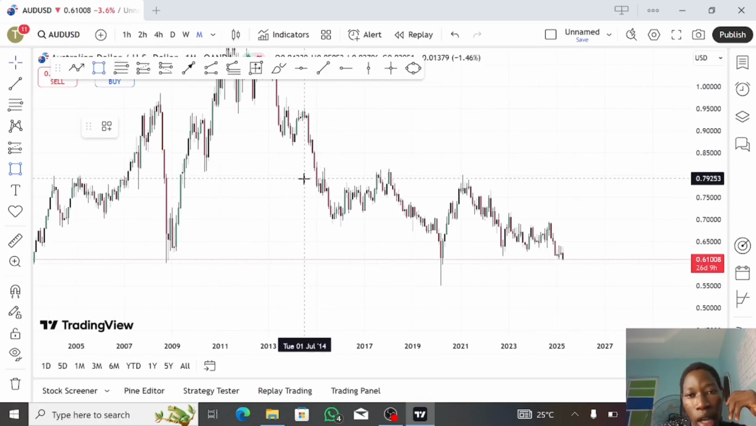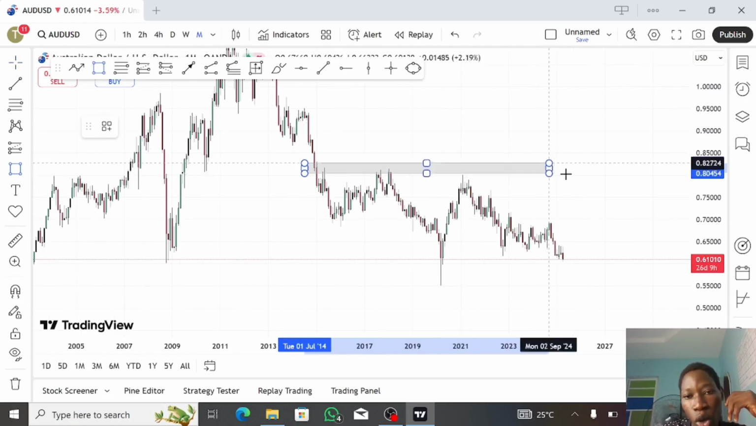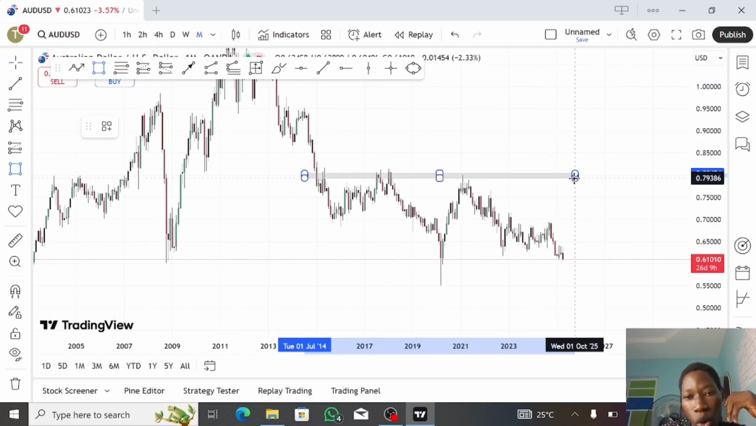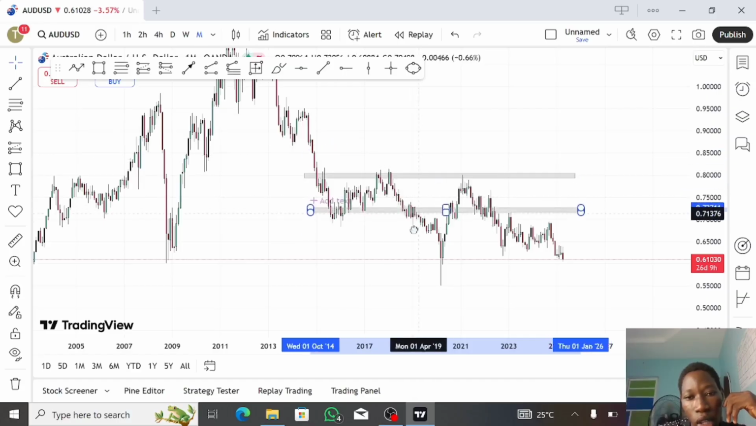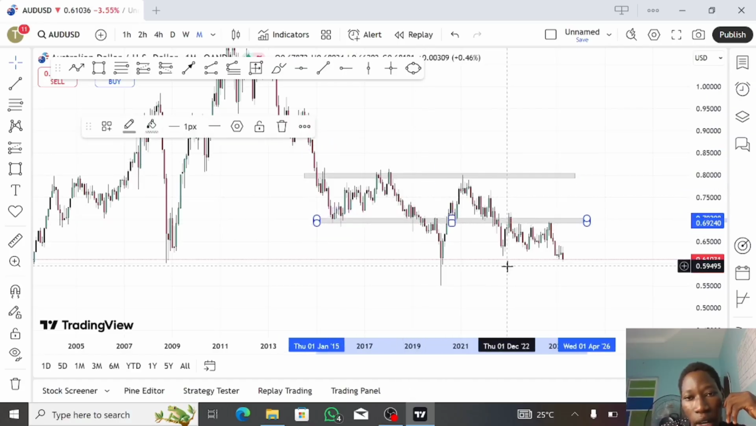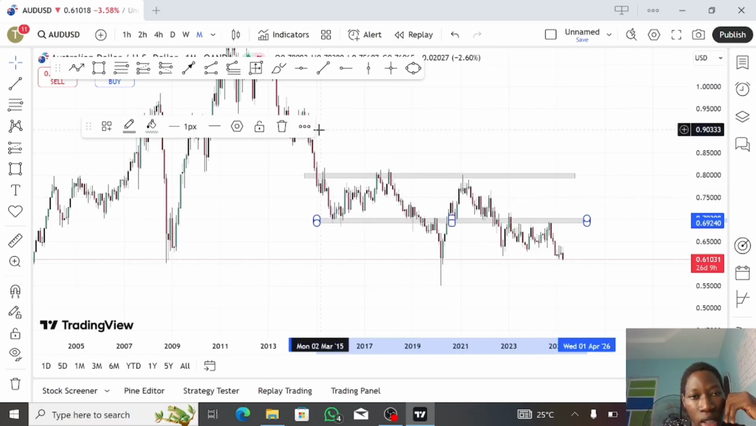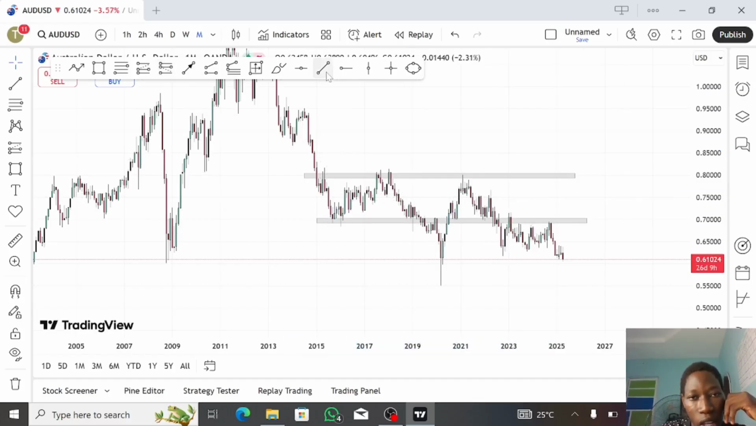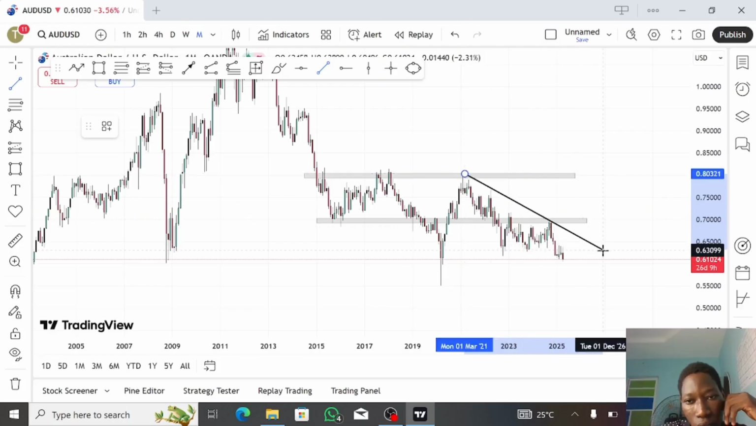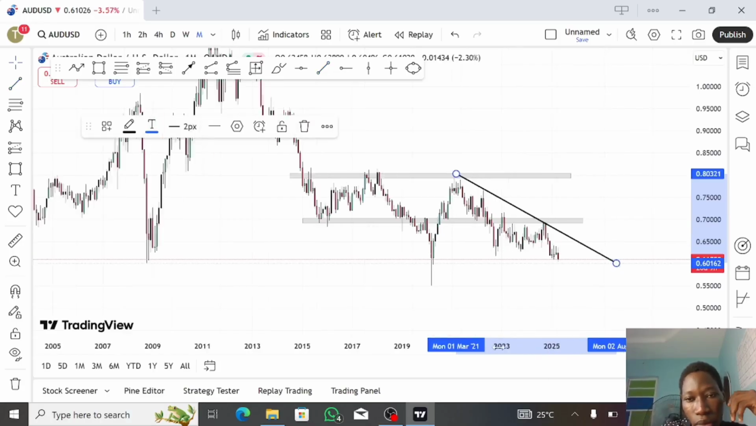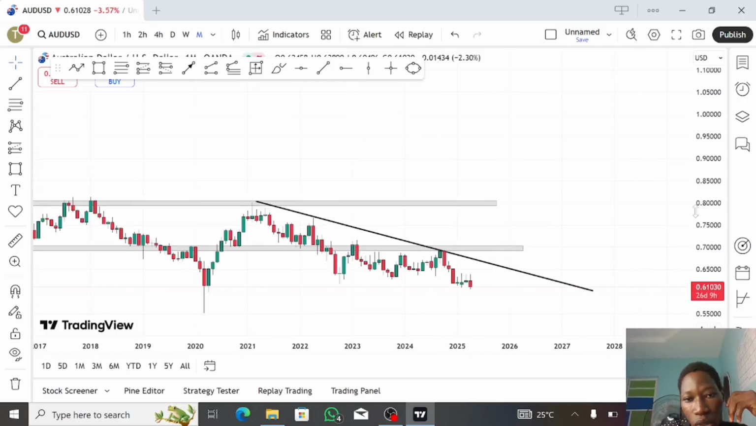So now what you do is that you just want to know your key levels and what direction the market is currently moving in. The market is currently in a downtrend, so you want to draw your trend line like this. Let me draw this a little bit downwards. So this is what the market is currently doing.